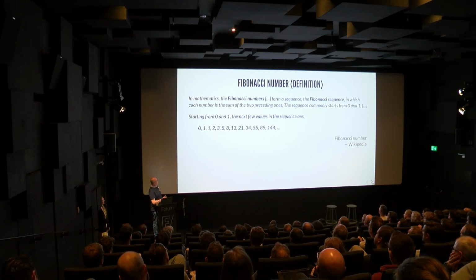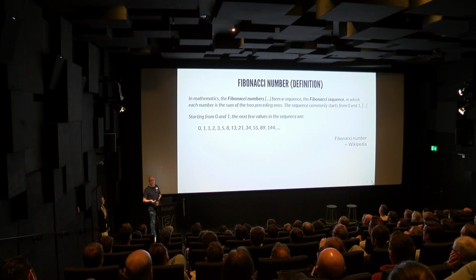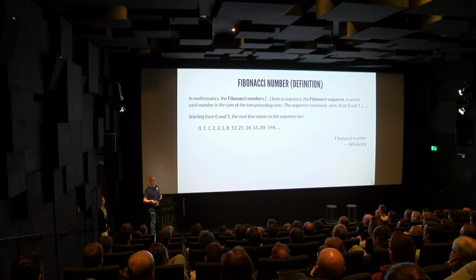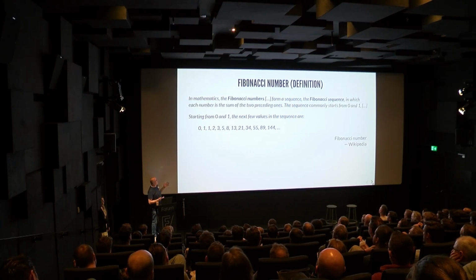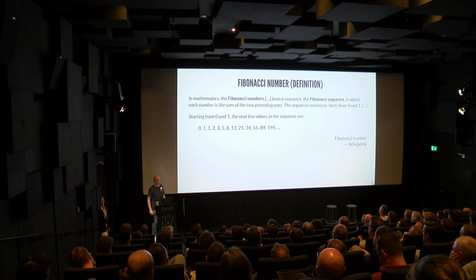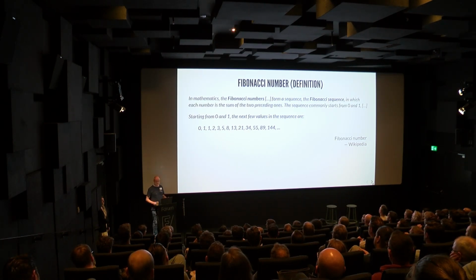And the next value is obtained by adding the two previous values. So in our example, if you start with 0 and 1, the next value is the sum of those two, so it is 1 again. Then you add 1 and 1 together, so the fourth value is 2. And 1 and 2 make 3, that's the next value. 2 and 3 make 5, etc. And that's how you build up the Fibonacci sequence.